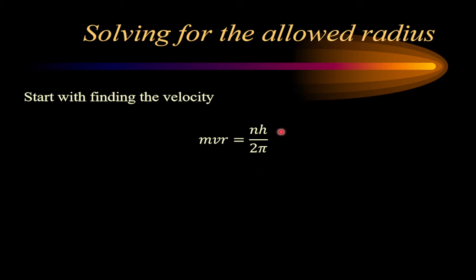nh, where n is the integer, n is equal to 1, 2, 3, 4, 5, and so on and so forth. Here h is Planck's constant, and we have a constant 2 pi. You will see that we can divide both sides by mv and find r, or we can divide both sides by mr and find v. So let's divide both sides by mr, and we're going to have velocity is equivalent to nh all over 2 pi times mass.